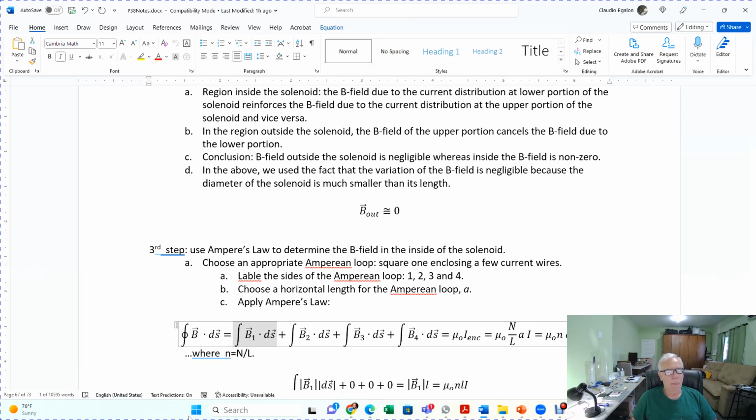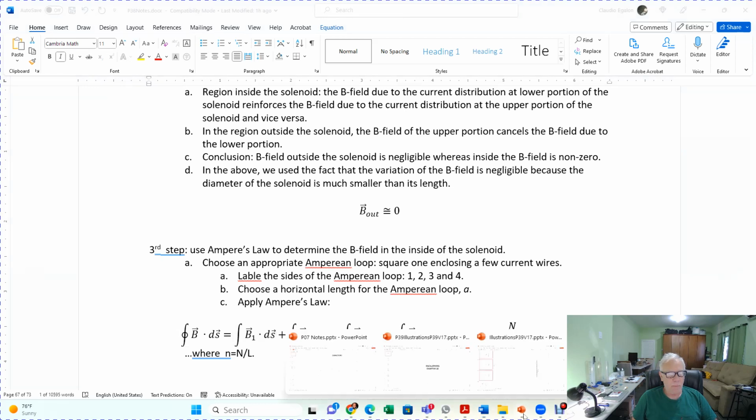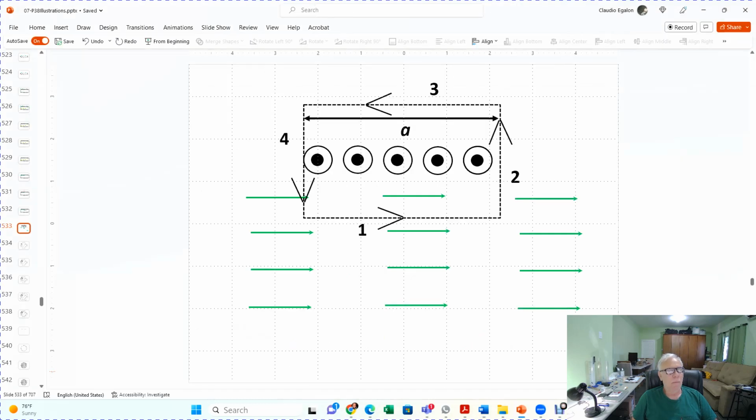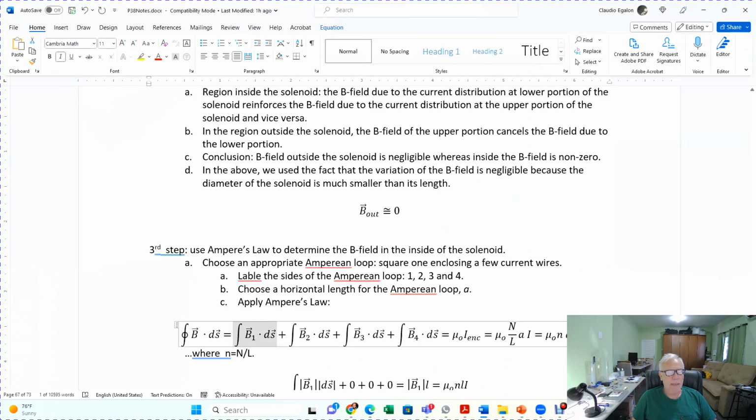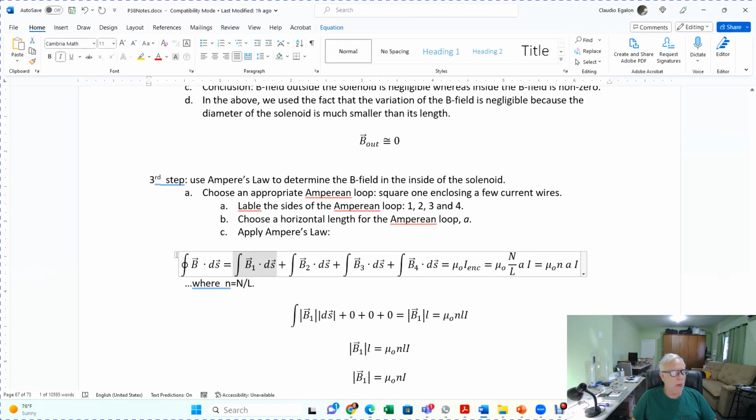First loop. Here, the path of the loop is parallel to the magnetic field. Consequently, you're going to have B1 times A. B1 dot ds, they point in the same direction, so it's B1 magnitude times ds.